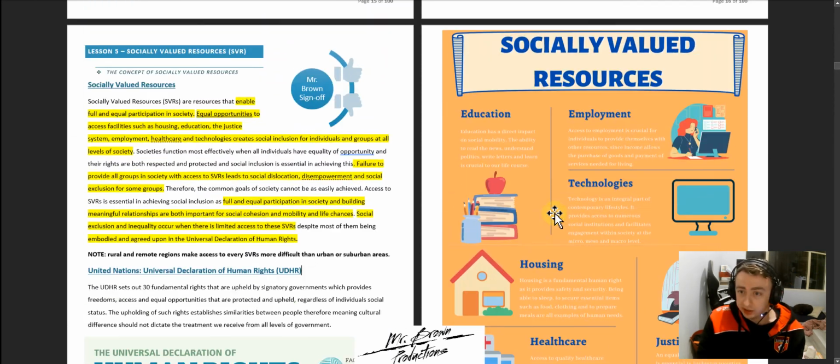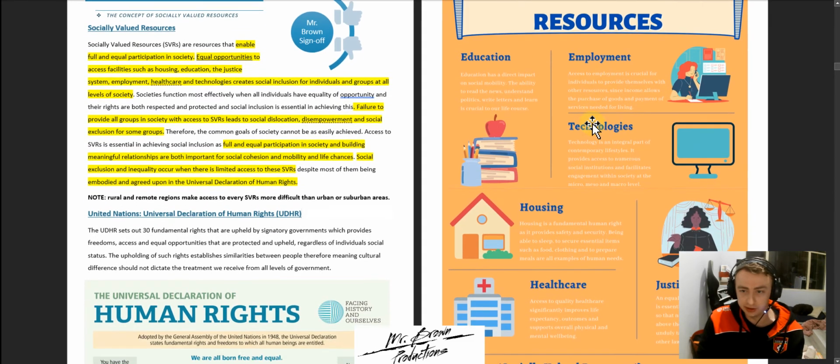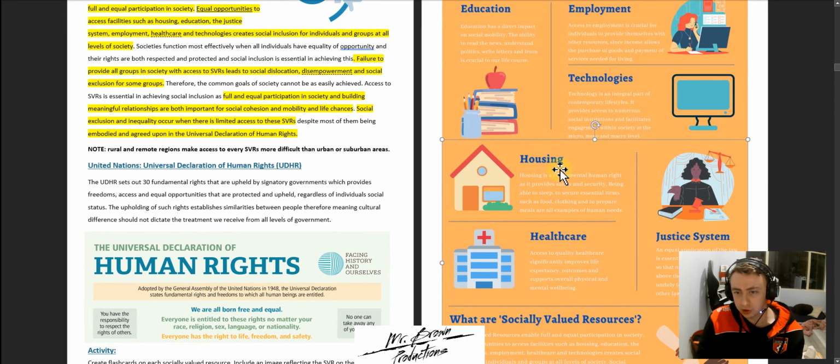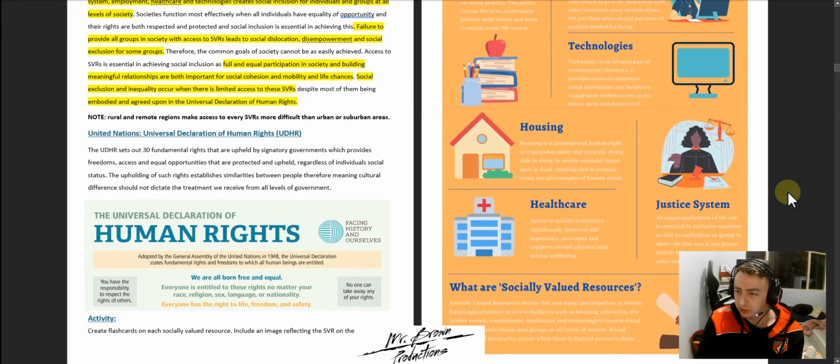So what I've done is I created these cool little infographs for you, which look at all of these different areas. They give you a little brief overview of what each socially valued resource is and why it's important. So education is important for the ability to read, understand politics, write letters, and is crucial to our life course. Technology is important because it's a part of our everyday life. It gives us access to facilities and social institutions at micro, meso, and macro levels.